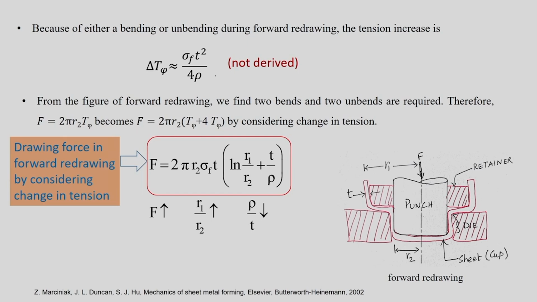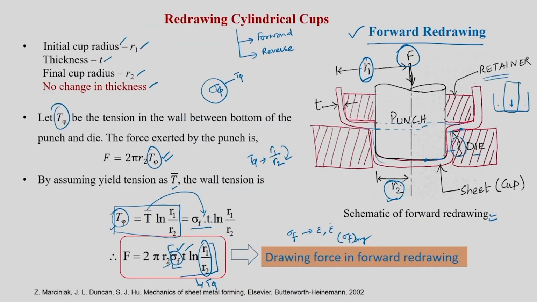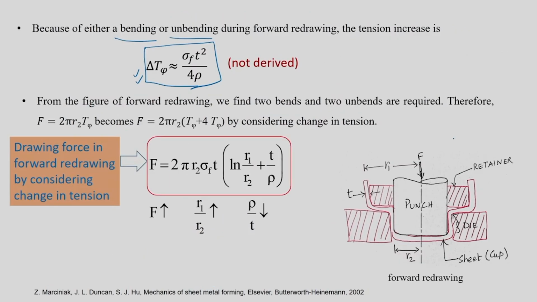For one bending or unbending during forward redrawing, the tension increase is given by this equation. This equation again is not derived, this is for us to take. Delta T phi is approximately equal to sigma f, the usual flow stress, times t square, where t is your cup thickness, divided by 4 into rho, where rho is shown here. This equation is valid for either one bend or one unbend.